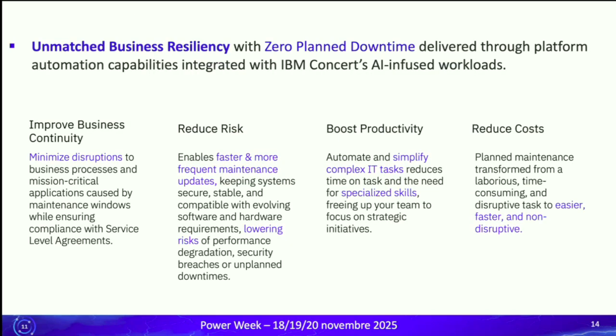And then when you look at it from a business perspective, you're going to have improved business continuity. You're going to reduce your risk and boost productivity. Depending on the client, we would say clients would do firmware updates on Power probably 4 times a year. Some clients say they do it once a year. Some clients say they do 2, but you still have to go through the whole process, right? And then how do you reduce costs to make sure that you have an easier and faster, non-disruptive environment?